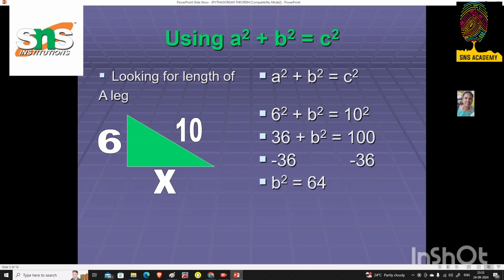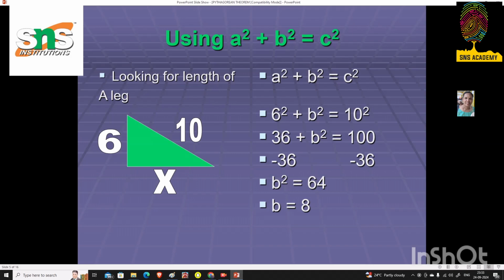So now we found the base square is equal to 64, but we need the base alone. So we are finding the square root of 64. The square root of 64 is 8. So in this right angle triangle, we found the base as 8 centimeter.